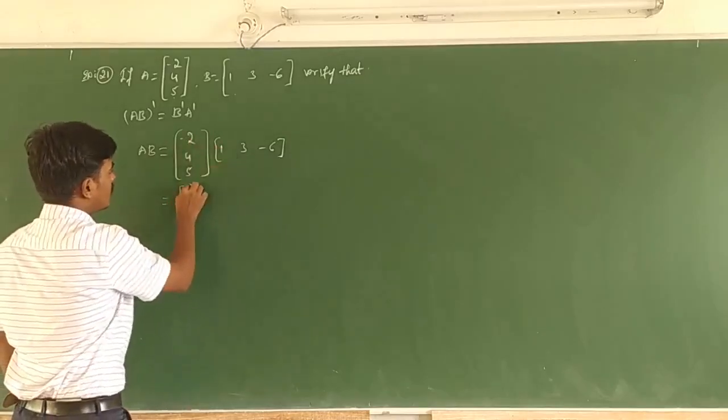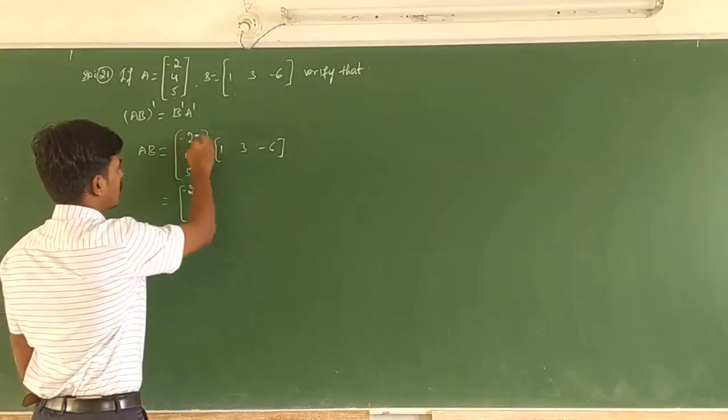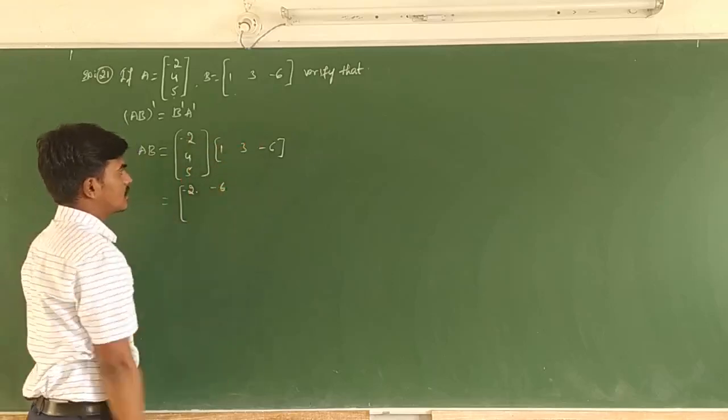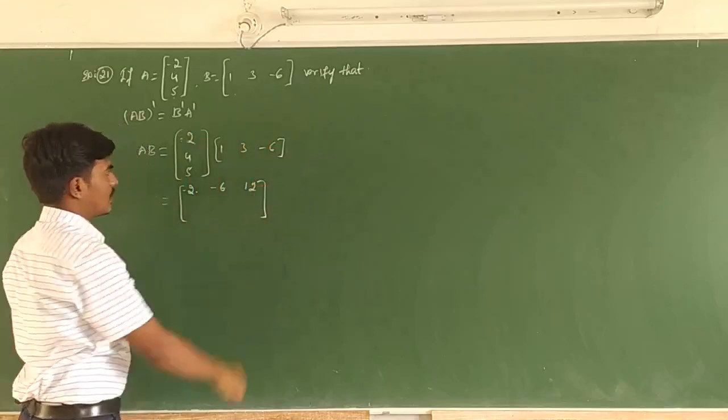Minus 2 into 1 is minus 2. First column is completed. Next, same row with the third column: minus 2 into 6 is minus 6. Next, minus into minus plus 2 into 6 is 12. Your first row is completed.